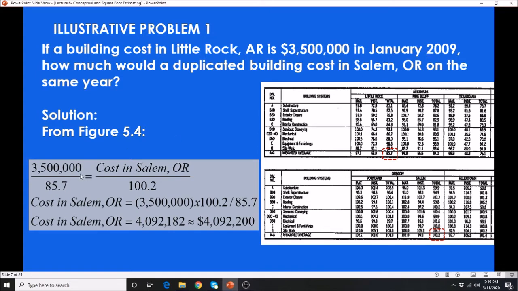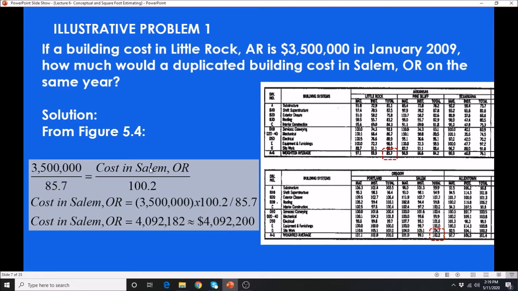Alright, so to do that, we are going to apply the principles that we have in the previous slide. This is the location comparison. This is the given, which is 3,500,000. This is the location index on that particular location, which is Little Rock, and we're going to make use of figure 5.4, and I have reproduced here on your right the table. So this is in Arkansas, Little Rock, and you have here the weighted average that is 85.7, and that's the value that you're going to put here at the bottom.